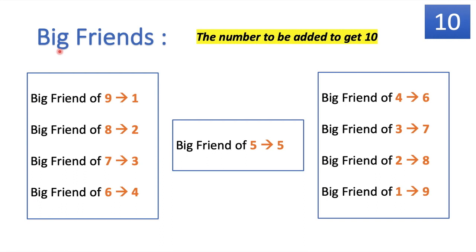Big friends are the numbers to be added to get 10. Since we learnt this already, we are going to have a small recall. Big friend of 9 is 1, big friend of 8 is 2, big friend of 7 is 3, big friend of 6 is 4, big friend of 5 is 5, big friend of 4 is 6, big friend of 3 is 7, big friend of 2 is 8, big friend of 1 is 9.